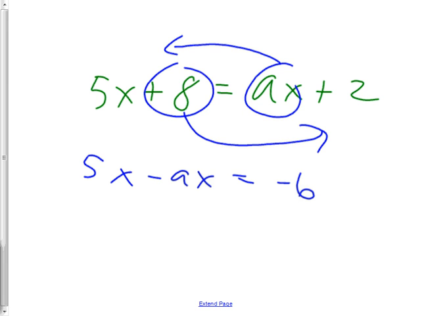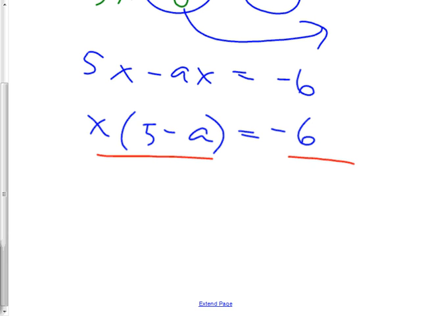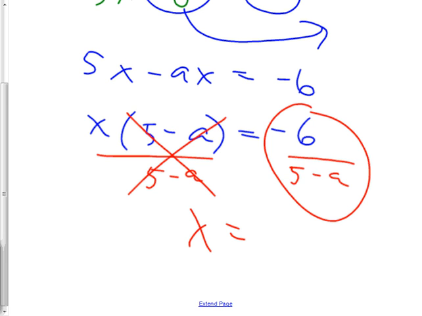What do I do next? Yeah, if you can factor it, you should. See, x comes out to the front. Once again, factoring comes through and saves the day. And now I'm finishing it off. How do I finish? And this is x equals all that.